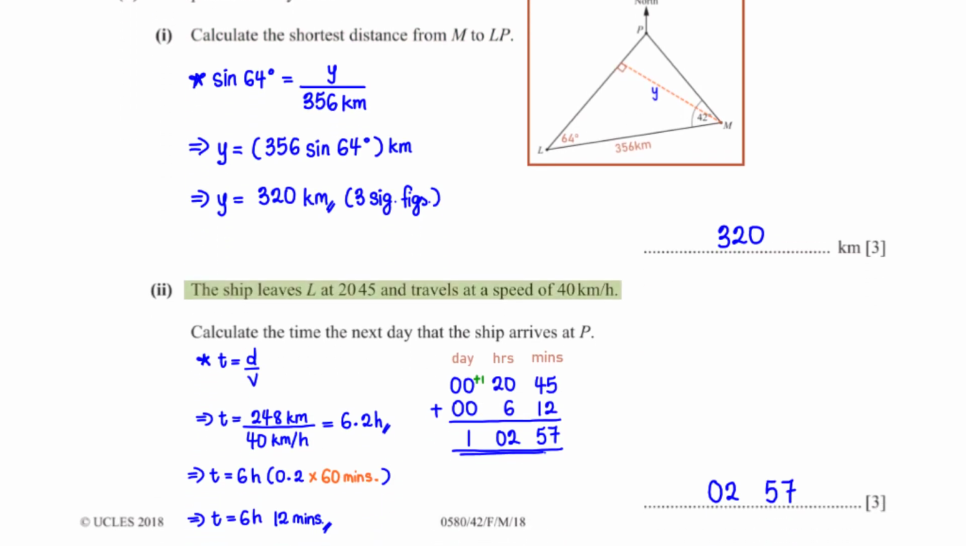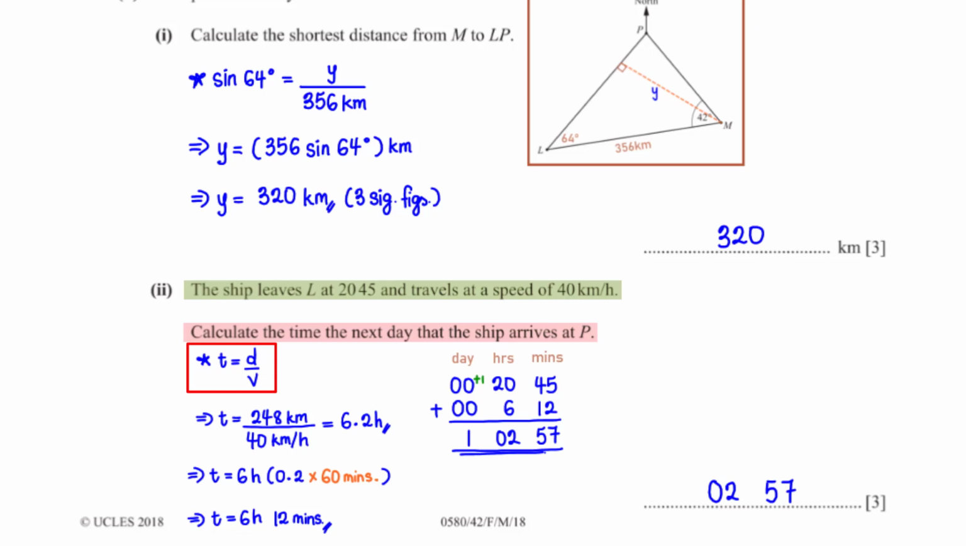The ship leaves L at 20:45 and travels at a speed of 40 kilometers per hour. Calculate the time the next day that the ship arrives at P. First, we need to find the time it took for the ship to travel from L to P, which we can get using this formula.